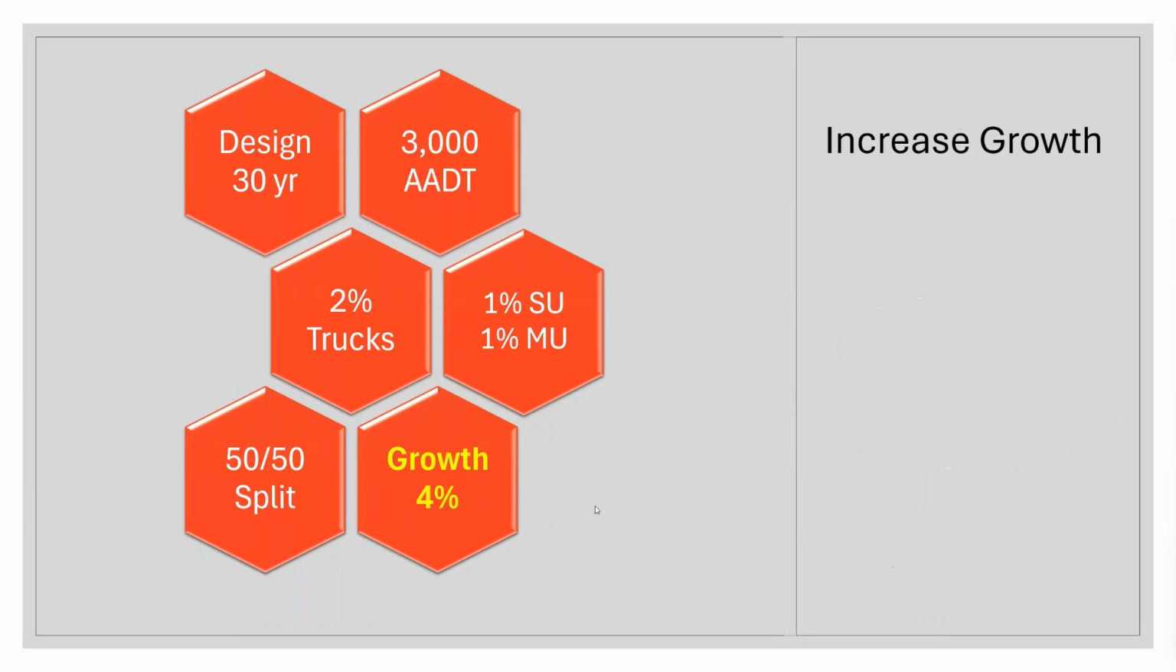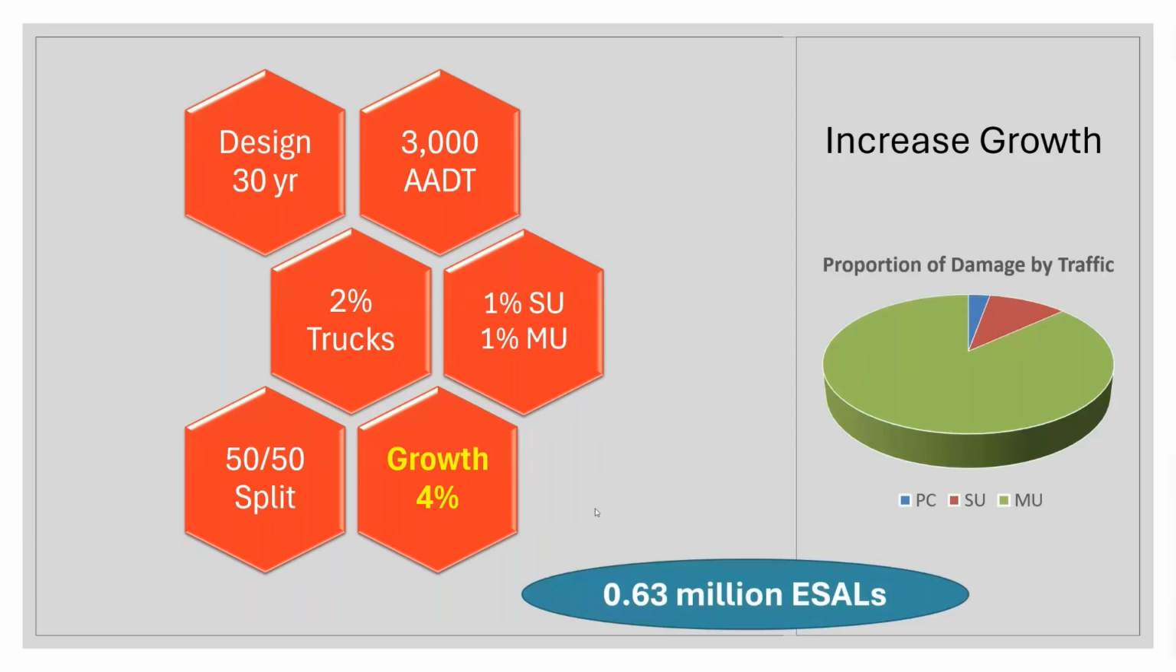But what if I increase growth? Maybe the school districts changed, some of the dividing lines changed, or maybe just new subdivisions going in, you're going to see growth on one side of your town. So let's bump our growth rate from 2% up to 4%. Let's see what happens. We'll keep everything else the same. Now we've gone from 0.45 ESALs up to 0.63 million ESALs. So definitely a change. Still the larger proportion of damage done by those big trucks.